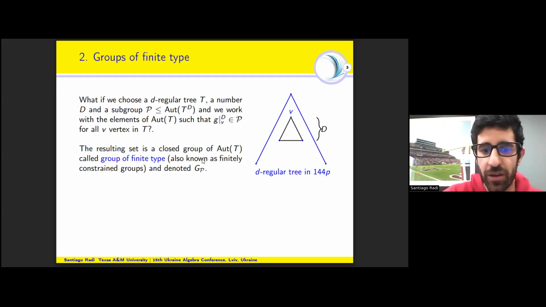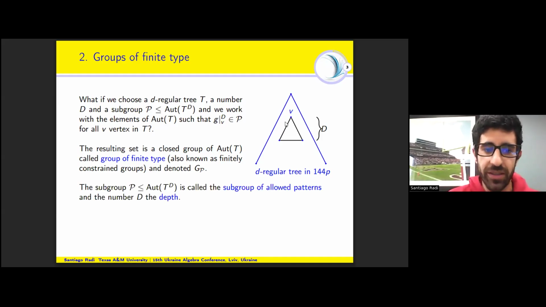These groups are denoted G_P because they depend on the subgroup P we chose at the beginning. Basically, we are forcing the local actions, the actions in the first d levels below any vertex v, to be in a certain subgroup that we chose, this subgroup P. This subgroup is called the subgroup of allowed patterns because those are the actions that are allowed to use locally. The number d is called the depth.